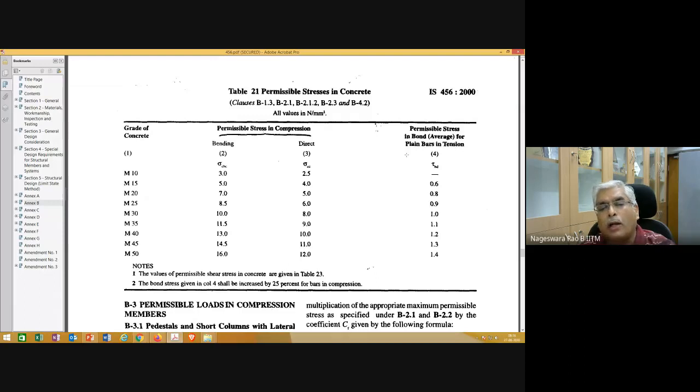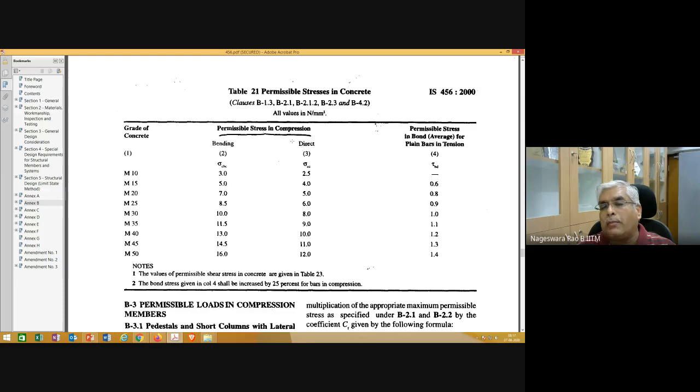And please note what we noted in one of the points related to the working stress method: some factor of safety is applied on yield stress or ultimate stress, and permissible stress values are obtained. So the code is recommending to use these. Permissible stress in compression under bending and under direct, and permissible stress for bond. We'll see when the time comes related to this third column as well as the fourth column.